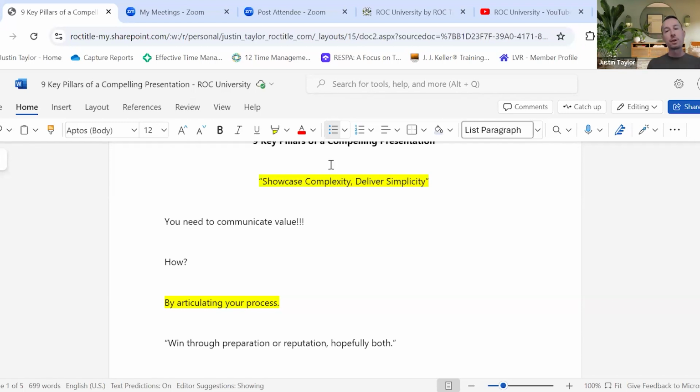And we want to make sure that they're confident and comfortable. And again, actually showcasing this process and articulating it is going to do just that. You're going to become a lot more comfortable and confident in doing these consultations, and it's going to show to your clients as well. All right. So again, you're either going to win through preparation or reputation. Hopefully we get to the point where it's both.